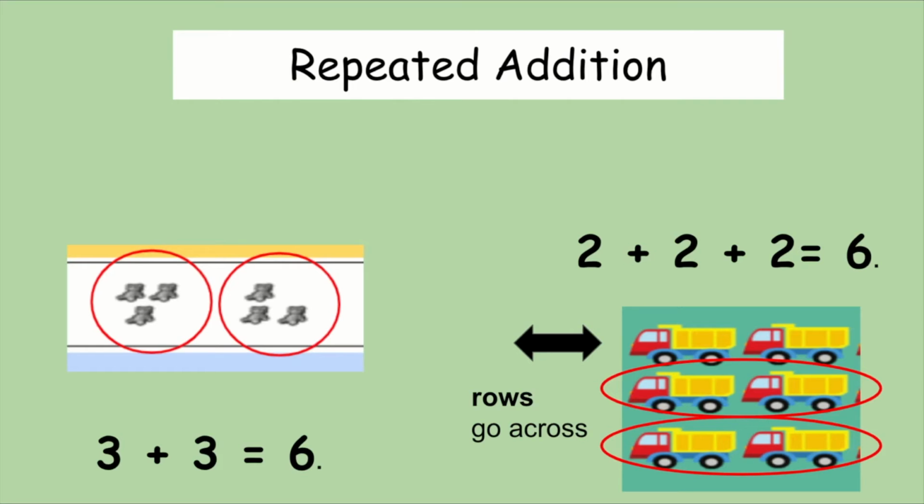For example, if we look at the groups of bears that we counted on the previous slide, we will notice that there are 2 groups of 3. We can write that as a repeated addition equation of 3 plus 3 equals 6. If we look at the array of the dump trucks, we see 3 rows of 2 dump trucks. That means we are adding the number 2 3 times. Remember, rows go across.